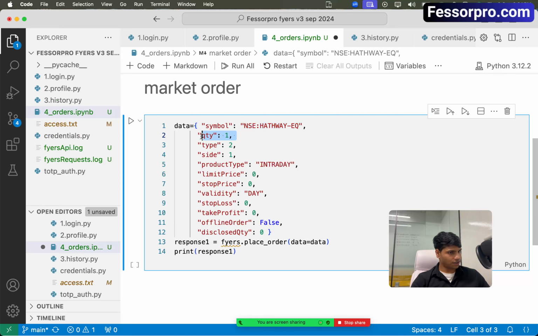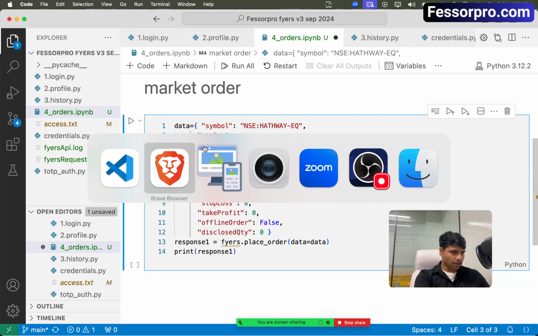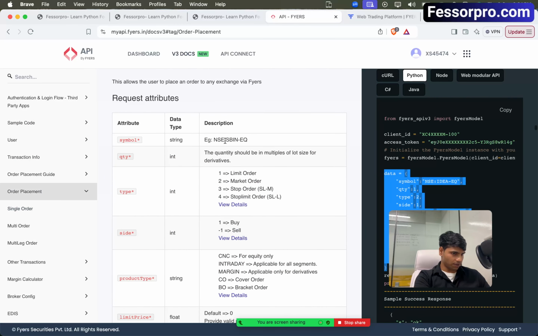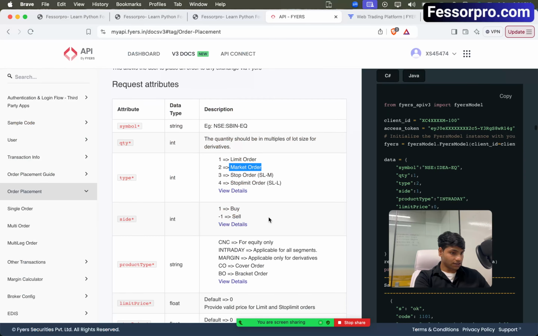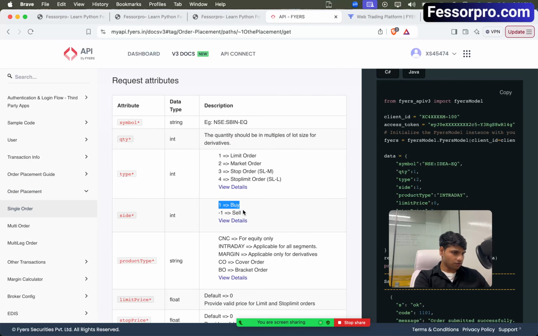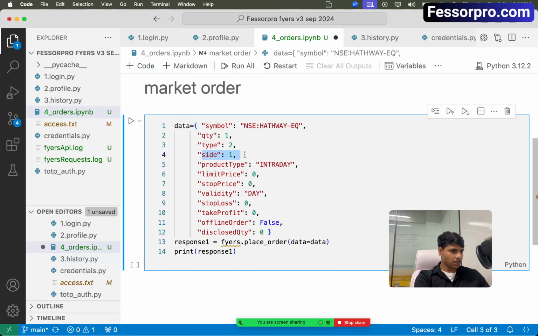Then quantity is 1. Then type. For this type, you have to read the documentation. You can see the third argument is type, and I want to place a market order, so type should be 2. So here I've specified 2. Side is 1. What is the side? If you want to buy, you have to write 1. If you want to sell, you have to write -1. So if the side is 1, it means I want to buy.